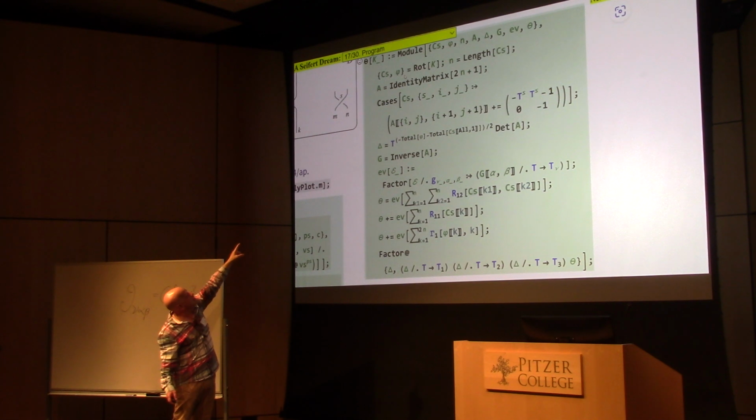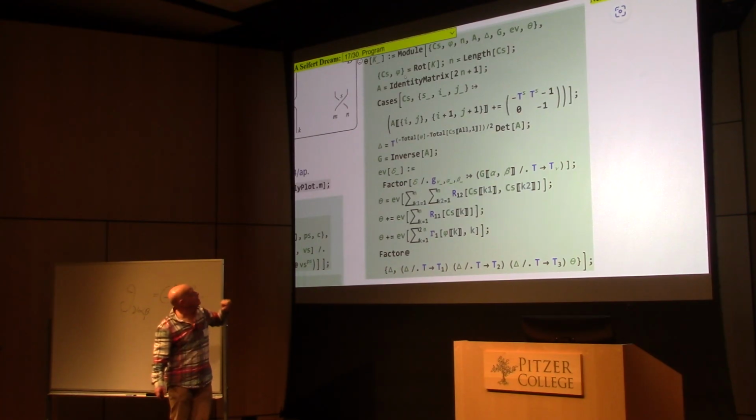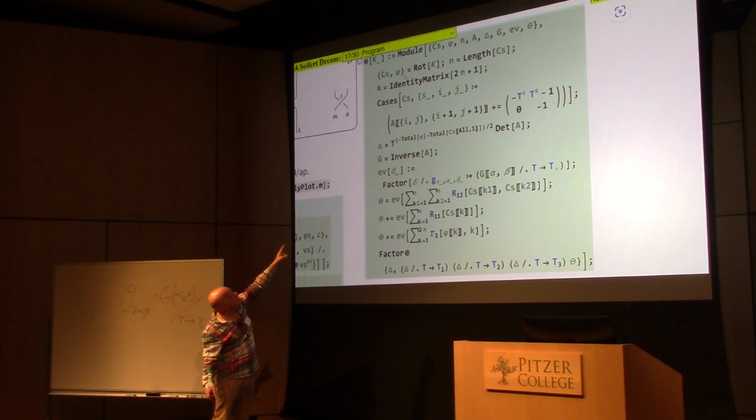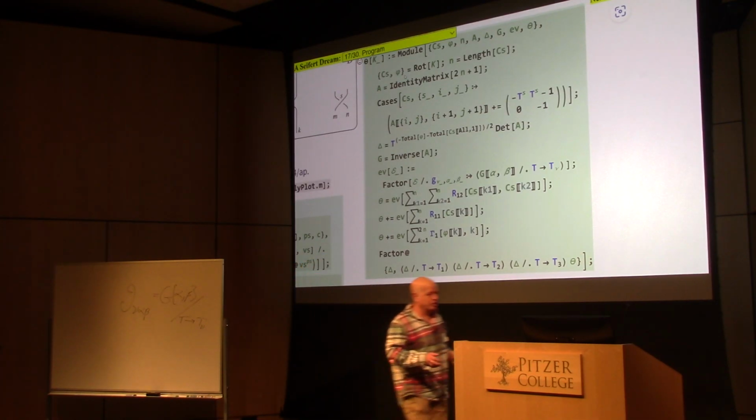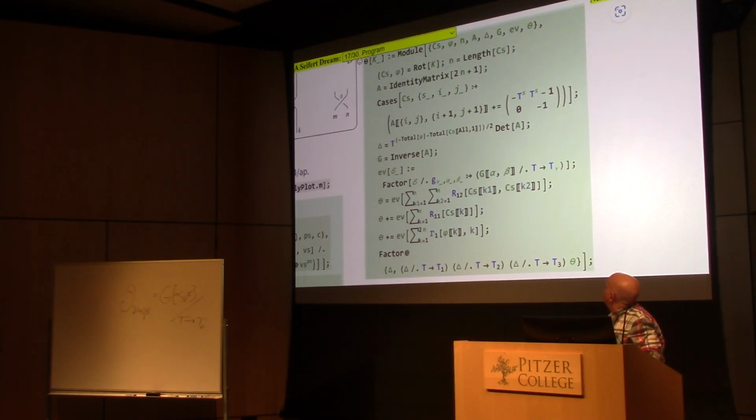Then I let A be the identity matrix of size 2n plus 1. Then, for each instance of something of the form Sij within the list of crossings, I take the matrix A at rows I and J and columns I plus 1 and J plus 1. I wish I had a better pointer, but anyway, I am here. And then I add to it exactly the block that I mentioned before.